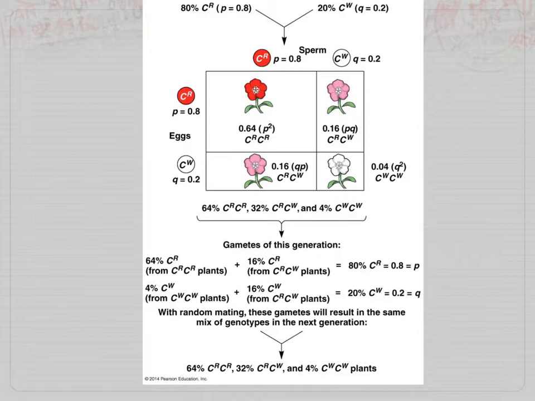So here's a little bit more detailed explanation of the red, white, and pink. Again, 80% chance of a red allele, 20% chance of a white allele. When those combine, we get a 64% chance that we'll have a homozygous red individual, a 16% chance that we will have a pink individual, and then only a 4% chance that we're going to have a white individual.